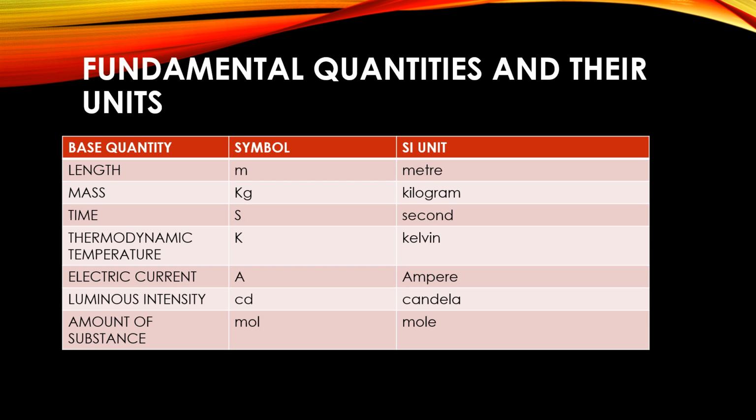Fifth one is electric current. It measures the flow of electric charge. SI unit is ampere, and symbol is A. Example, you can take the current in a bulb or fan. Sixth one is luminous intensity. It measures the brightness of light. SI unit is candela, symbol cd. Example, you can take the brightness of a light source.